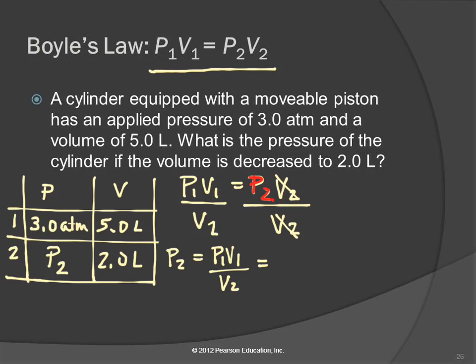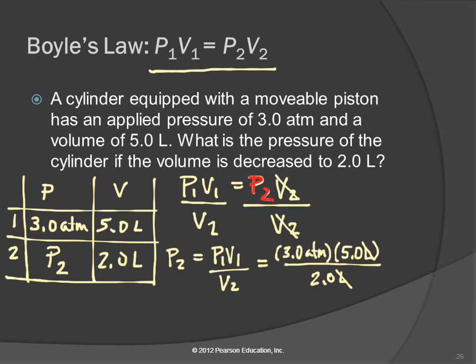So P1 is 3.0 atmospheres. Write the unit. V1 is 5.0 liters. Write the unit. Divided by V2, which is 2.0 liters. Write the unit. So we've got our numbers in there. Let's look at our units and make sure they're canceling out correctly. Liters over liters cancels out, and we're left with a unit of atmospheres. And that's nice because we're calculating a pressure.